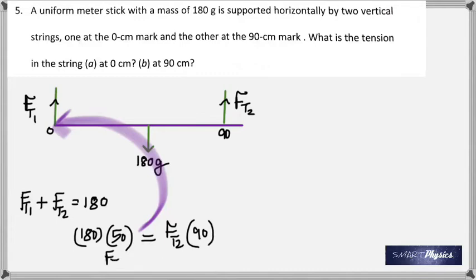And what do you get for Ft2? Hopefully this time I got it right. Is it 100? Okay. Put it back into that, you get Ft1 is 80 gram weight.